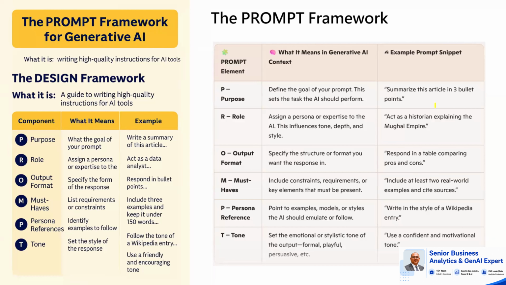A prompt has six components. P means purpose, R for role, O for output, M for must have, P for again persona, and the last T is tone. If you follow these six things, you will make a beautiful prompt. So what are these six things?